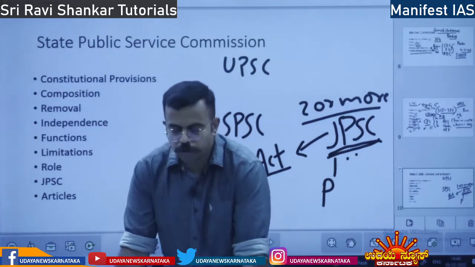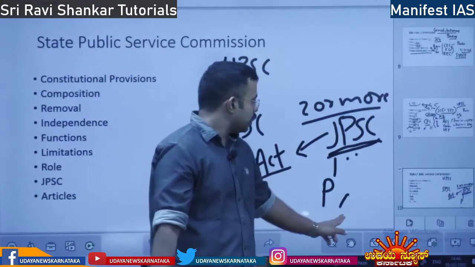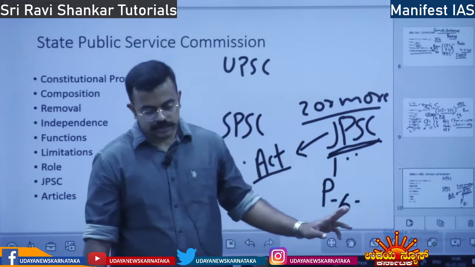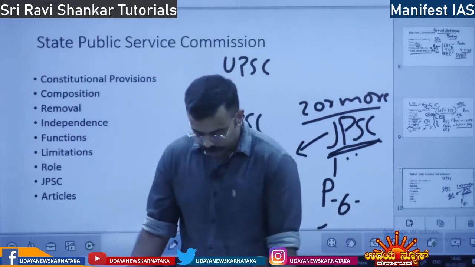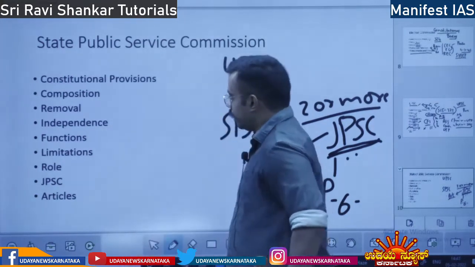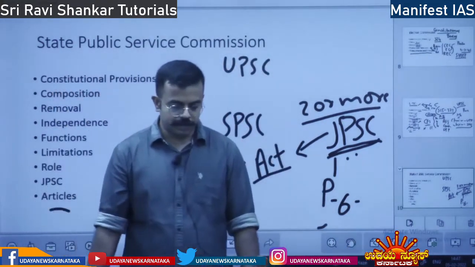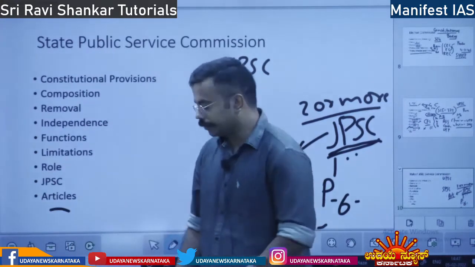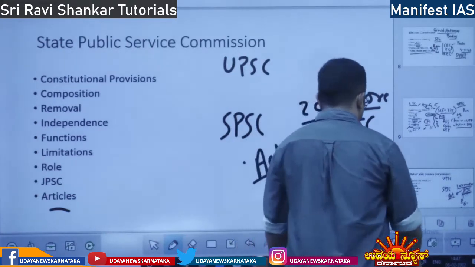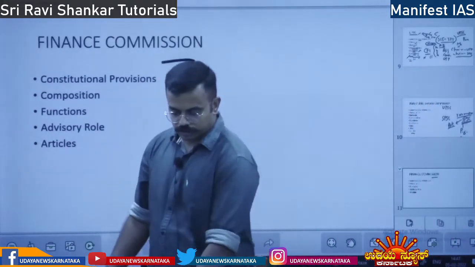That is, they hold office for a tenure of 6 years, or until they attain 62 years. Okay, this is broadly about the JPSC. What are the articles with respect to SPSC? Similarly, I told you, 315 to 323. Okay, next we will move towards Finance Commission.